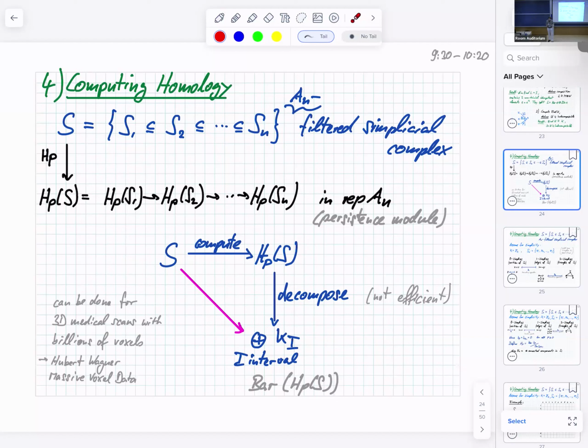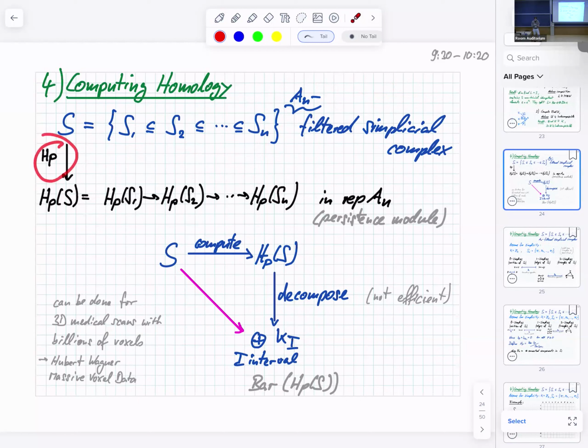So we start. We start with a filtration of simplicial complexes. I mean, the easiest way to define homology is if you have a simplicial complex. So we start with S, a filtered simplicial complex. This means I have a chain of simplicial complexes, S1, S2, up to Sn. So this is a linear filtration, an A_n filtration. You remember A_n is this 1 goes to 2 goes to 3 and so on. So I have such a scheme of filtered simplicial complexes.